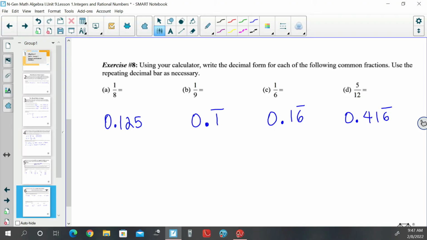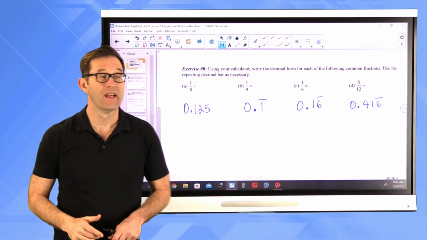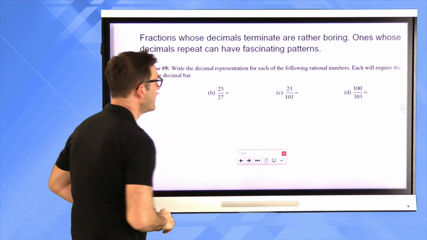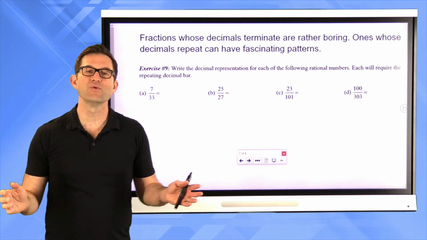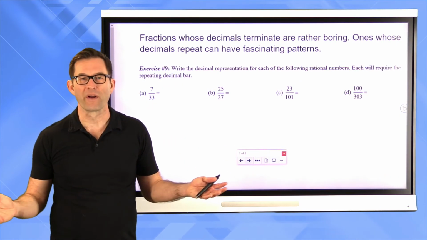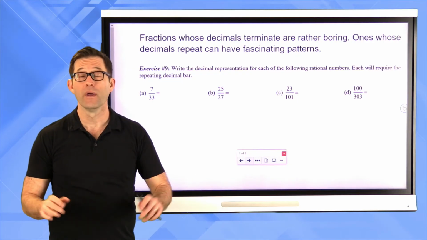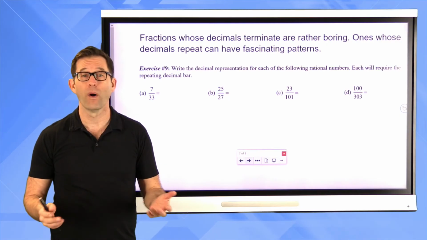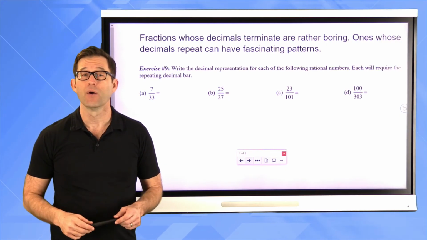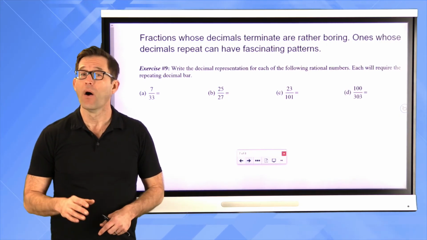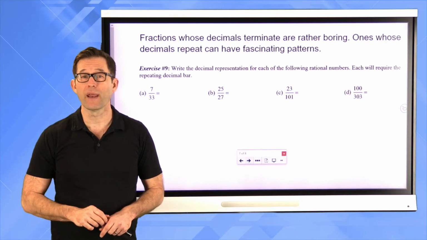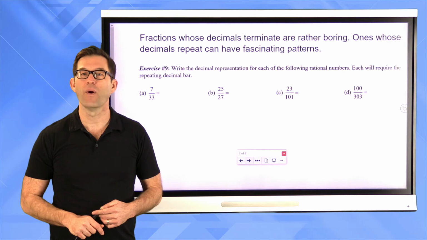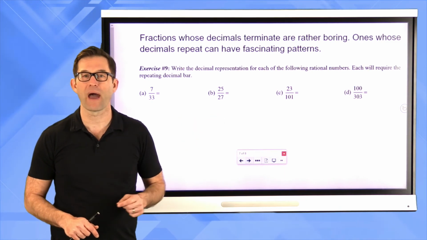0.416 with the 6 repeating. All right, let's go back into our full screen and advance. Now, fractions whose decimals terminate are kind of boring, in my opinion. Now, they're useful, and probably some of the most important fractions out there, things like 1/2, 1/4, 3/4, right? 5/8. All of those terminate, right? And they're very important fractions. But let's take a look in our last exercise at ones that can have really fascinating patterns when they repeat.